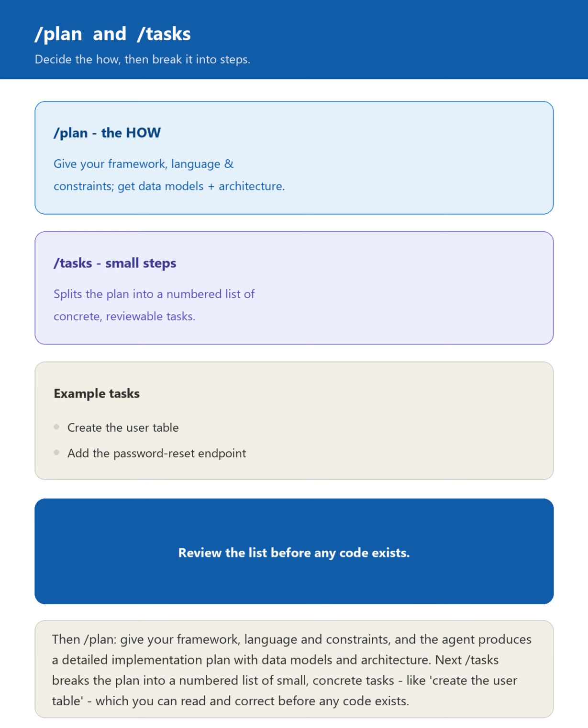Then comes /plan. Here you tell the agent your technical preferences, your framework, your language, your constraints. The agent produces a detailed implementation plan, including data models, the architecture, and how pieces connect. After that you run /tasks, which breaks the plan into a numbered list of small, reviewable tasks. Each task is something concrete, like create the user table, or add the password reset endpoint. You can read and correct the list before any code exists.